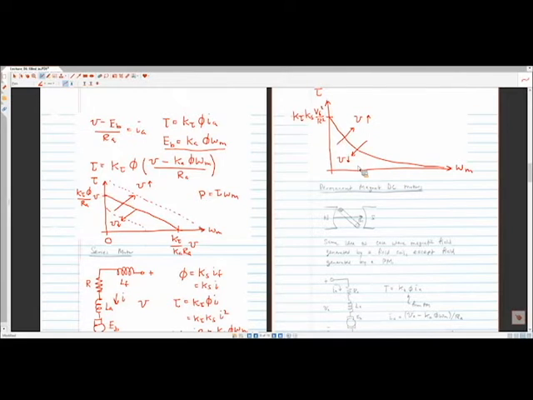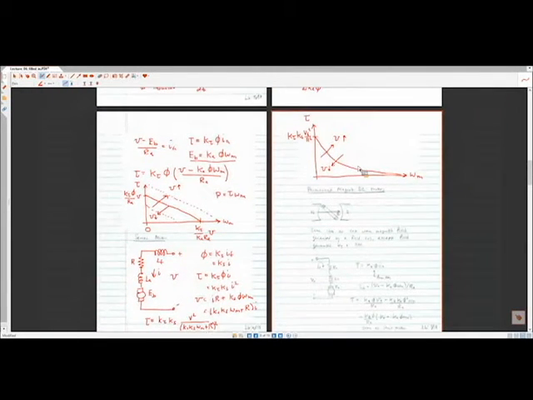Yeah, so you want to get to the equation, right? That's what you want. Okay. Zoom out.